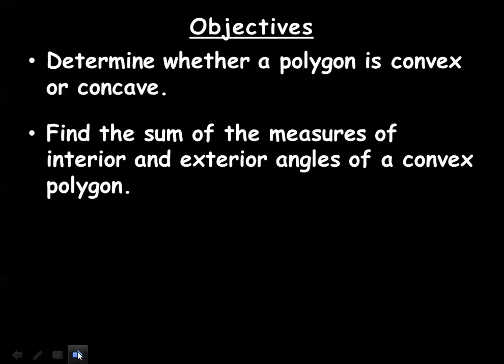The objectives of this lesson are to determine whether a polygon is convex or concave, and to find the sum of measures of interior and exterior angles of a convex polygon.